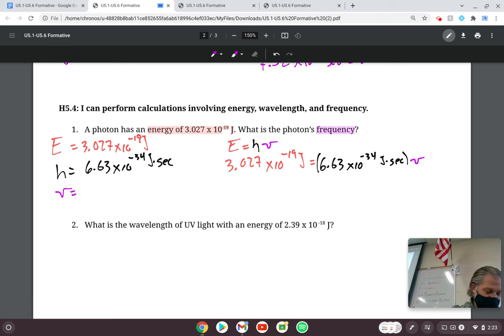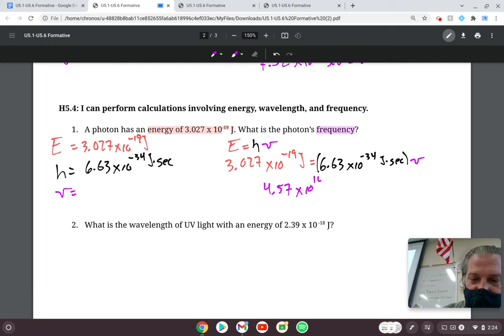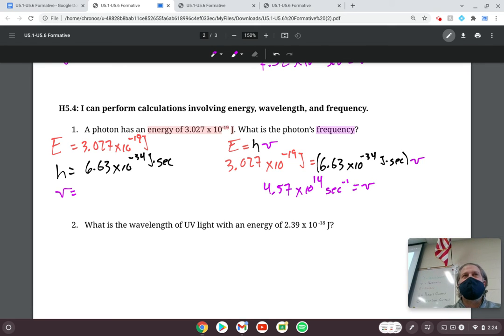So I'm going to solve by dividing both sides by Planck's constant. So 3.027 times 10 to the negative 19 divided by 6.63 times 10 to the negative 34. And here I'm going to get a frequency of 4.57 times 10 to the 14, and that's going to be per second. Questions about that?